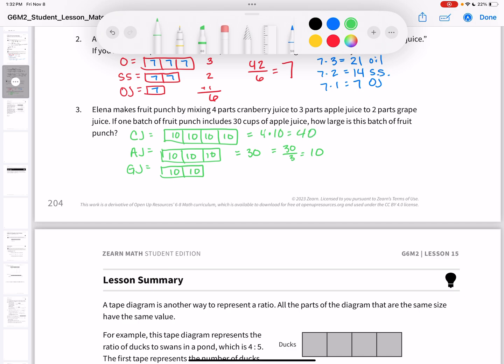And then we already know there's 30 cups of apple juice. And then grape juice would be 10 times 2, which would be 20. So 40 plus 30 plus 20 is 90. So there are 90 cups of fruit punch. So this batch is 90 cups of punch.